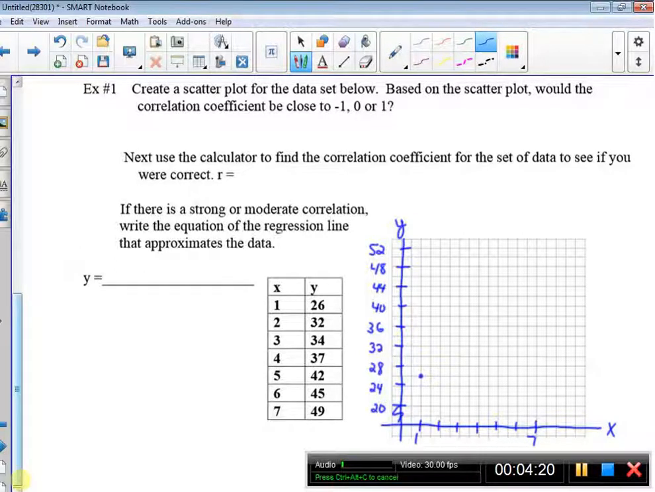Just put a point. 2, we're going to be at 32. 3 at 34. 4 at 37. 5 at 42. 6 at 45. And 7 at 49. Okay, so that's what our scatter plot should look like on our calculator. That looks like it should have an R value close to 1, so 0.9 something. So let's go and use the calculator next to find the correlation coefficient.